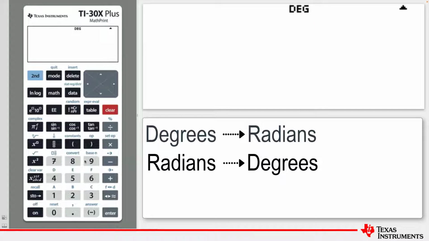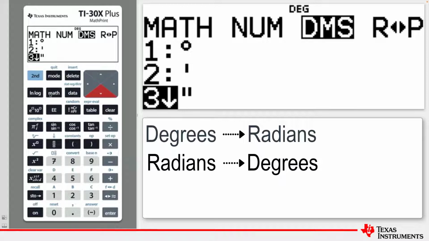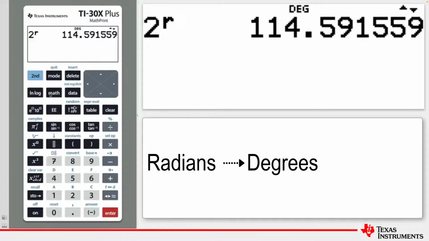Enter the number 2 and then choose Math, DMS, R to indicate that you are referring to 2 radians. When you press enter, the answer is 114.59 approximately. And that's because in degree mode it is assumed that you wish to have working with degree format.